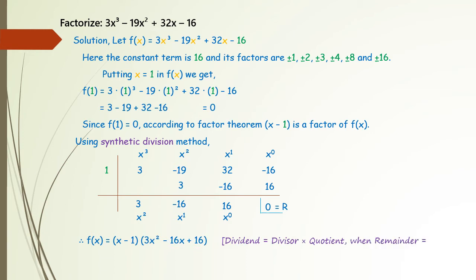Now I may rewrite f(x) as x minus 1 times the quotient, and here quotient means 3x squared minus 16x plus 16. So this part actually gives the quotient, which I have written over here. And we also need to remember this one algorithm of division, that dividend is equal to divisor times quotient plus remainder. But here remainder is 0, so we can omit it.